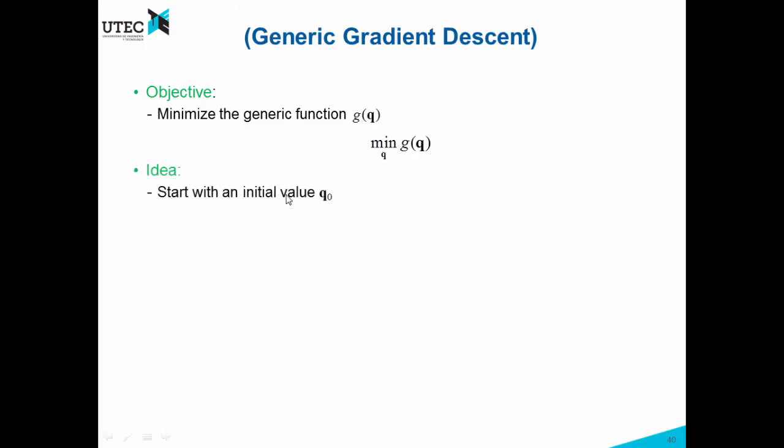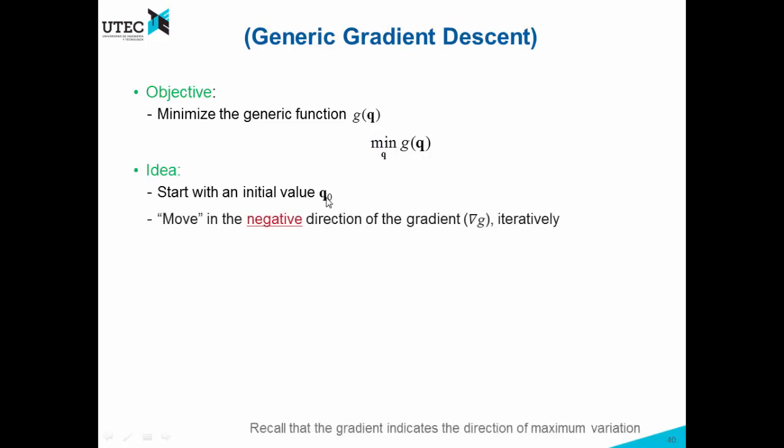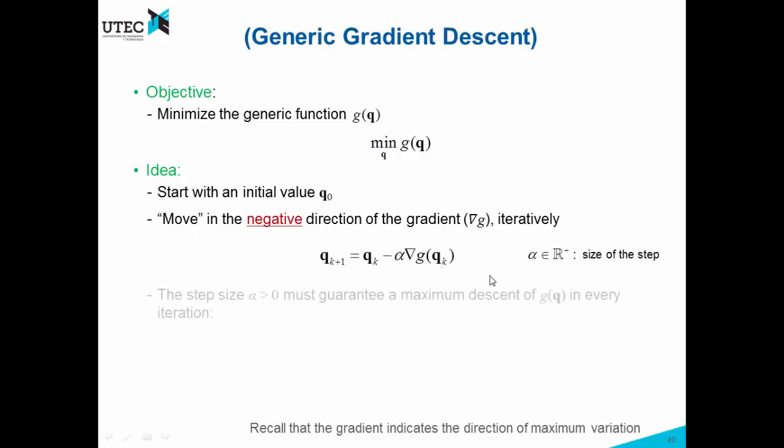The other method is the gradient descent, but first let's see the generic gradient descent. In general, the gradient descent consists in minimizing a generic function g of q. We want to minimize the g of q, and the idea is to start with an initial guess, q naught, and then we move in the negative direction of the gradient, because the gradient indicates the direction of maximum variation, but we want to minimize, so we move in the negative direction of it. That is, the new q that we have is going to be the previous q minus the gradient, but with some alpha, which is called the size of the step.